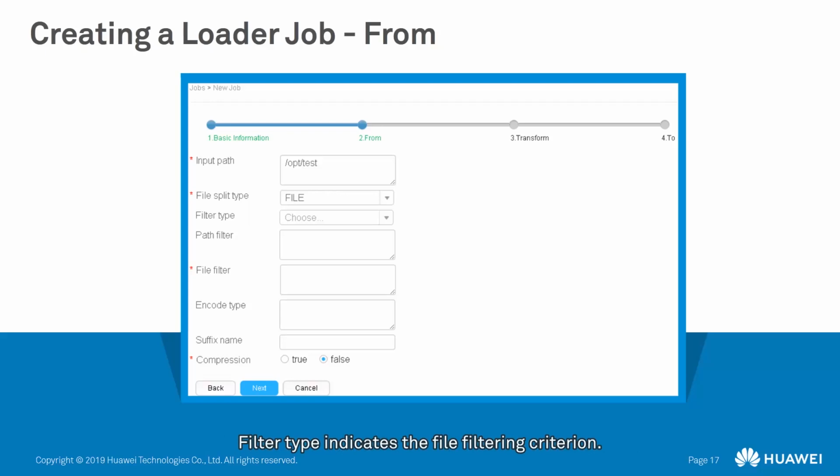Filter type indicates the file filtering criterion. Path filter is used with filter type to specify the expression for filtering the directories in the input path of the source files. If there are multiple filter conditions, use commas to separate them. If the value is empty, the directory is not filtered. File filter is also used with filter type to specify the expression for filtering the file names of the source files. If there are multiple file conditions, use commas to separate them. The value cannot be empty.